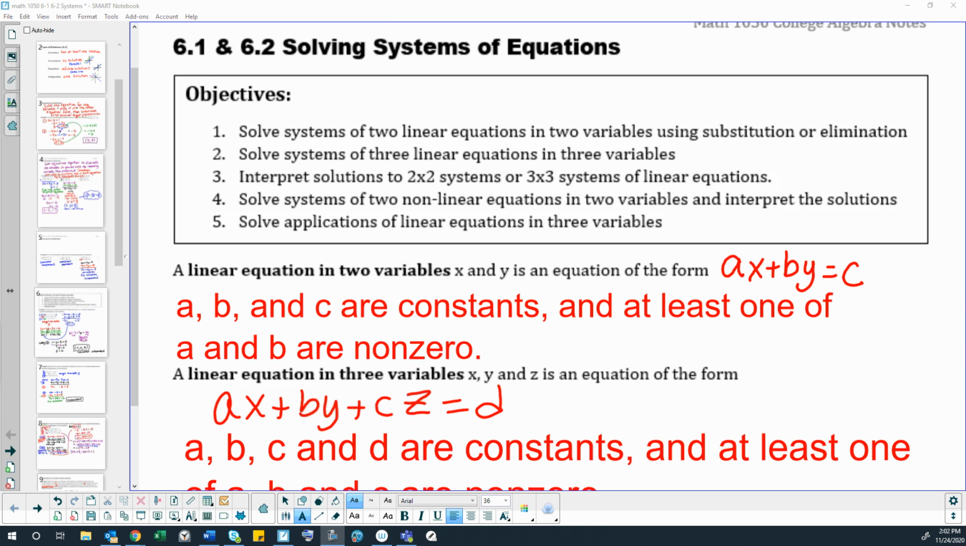Chapter 6, Solving Systems of Equations. Now, Section 6.1 is about systems with two variables and two equations that you're solving, and Section 6.2 is about three equations, three unknowns. So 6.1 is not even listed on your assignment sheet with no problems assigned.